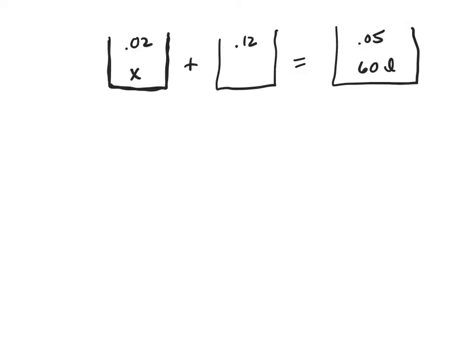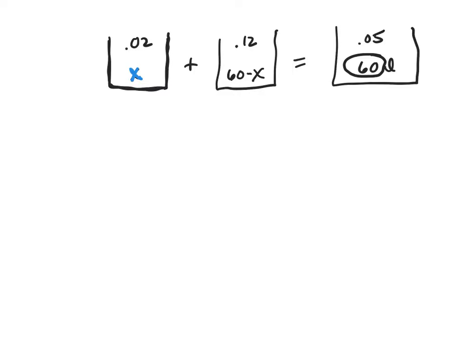If that's X, and you want a total of 60 liters, the number of liters of the 12% would be 60 minus X. Does that make sense? Because you want a total of 60, and if I subtract out the X, what's left is for the 12%.